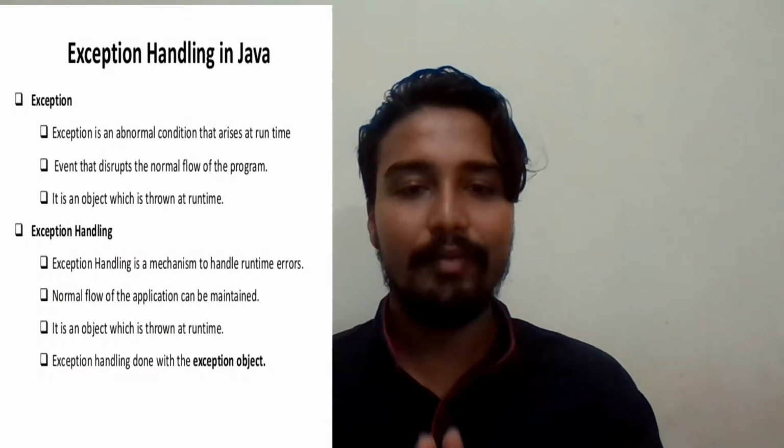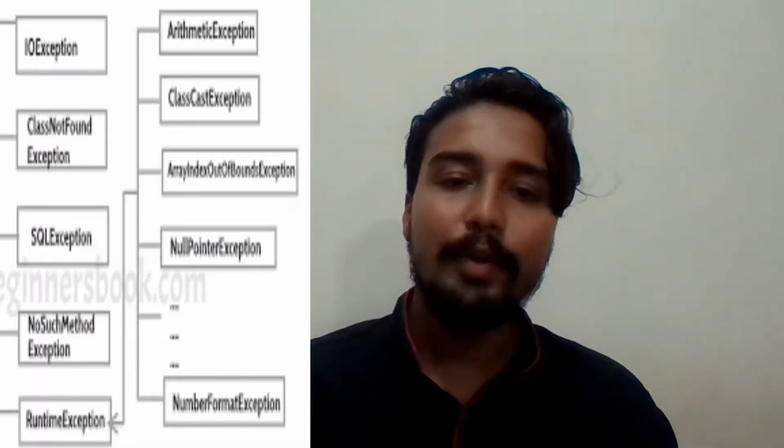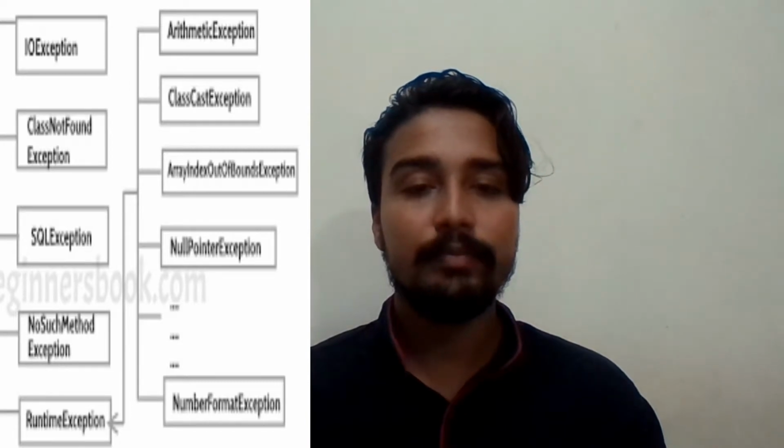Exception handling in Java is one of the most powerful mechanisms which handles runtime errors so that the normal flow of the program can be maintained. Now you may have a doubt: what is an exception? An exception is an event that disrupts the normal flow of the program. It's basically an object which is thrown during the runtime of the program. Basically, there are four main types of exceptions: IO exceptions, SQL exceptions, class not found exceptions, and runtime exceptions.